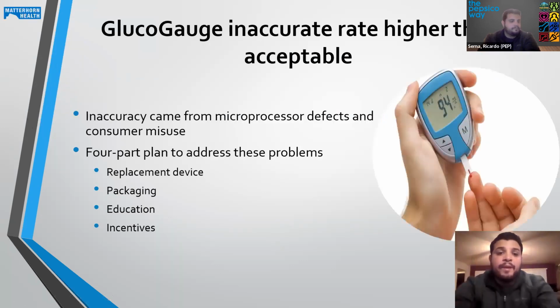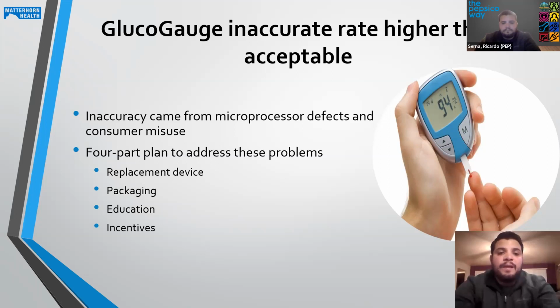Thank you, Mikkel, for meeting with us today. First off, we wanted to apologize for any inconvenience that this issue may have caused you. We wanted to assure you that public safety is our number one priority. We have found the root causes for the inaccuracy to be microprocessor defects and consumer misuse. We would recommend a 4-part plan in addressing these issues.